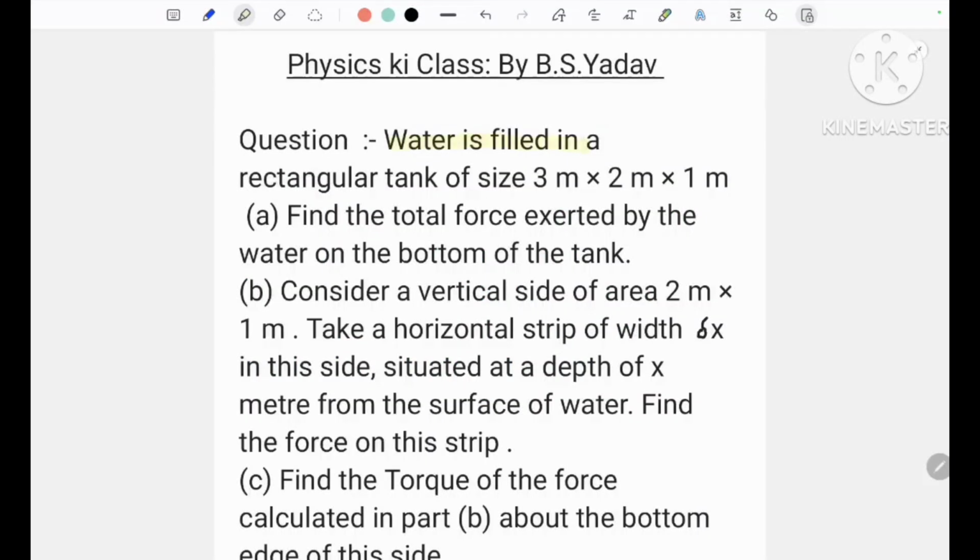Water is filled in a rectangular tank of size 3 meter, 2 meter and 1 meter. A. Find the total force exerted by the water on the bottom of the tank.